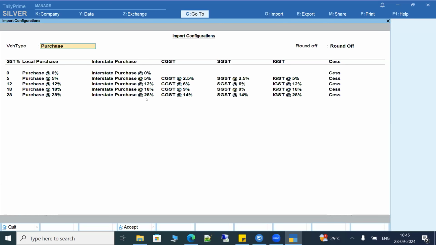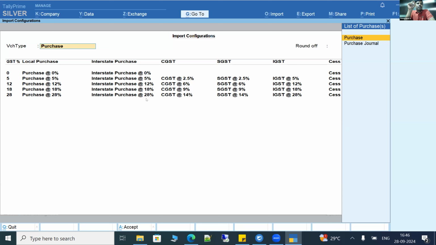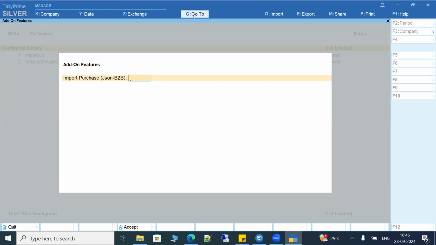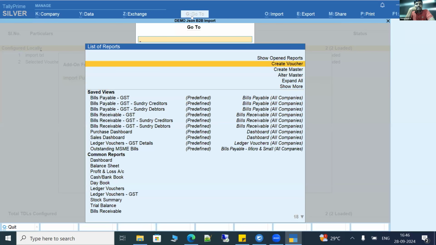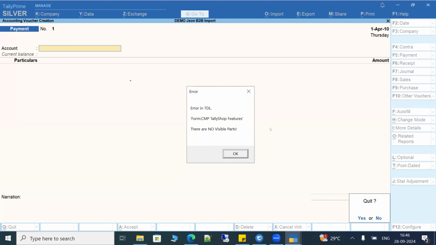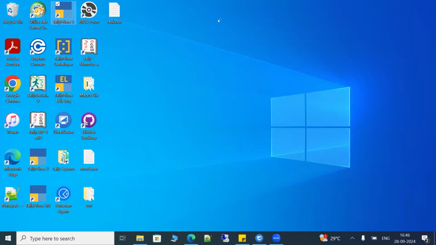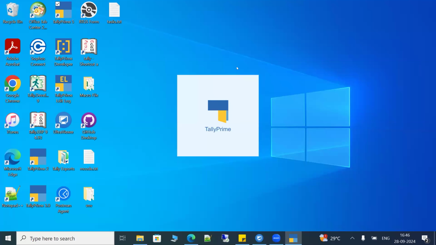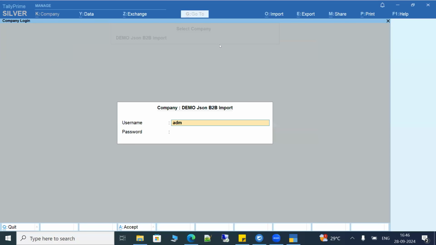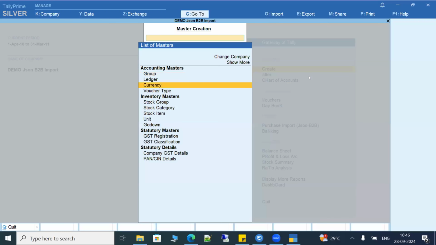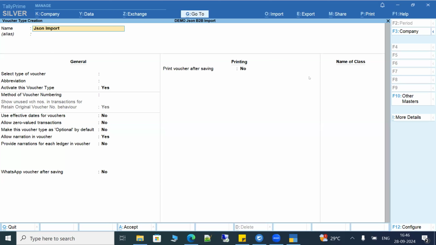Once you press yes here, there are standard configurations. Number one, you will have to set up a voucher type. Once you import this, all transactions will go to this respective voucher. Here, I'm just selecting purchase voucher. There are two, but I'm selecting one. Can you create a voucher type called JSON Import under purchase, and we'll use that voucher type? Yeah, sure, sir, anything can be customized. JSON Import, under purchases.